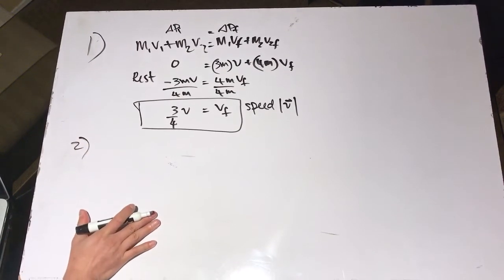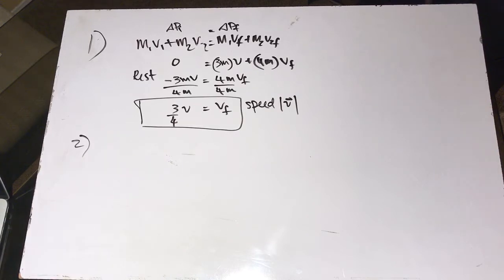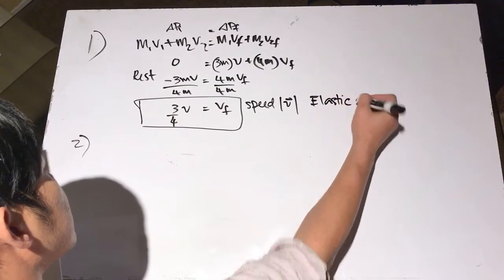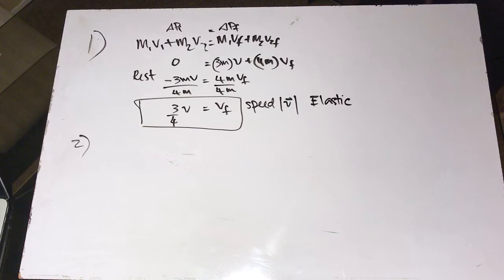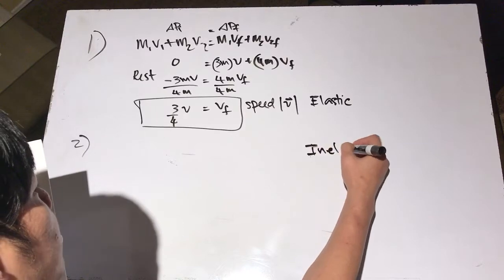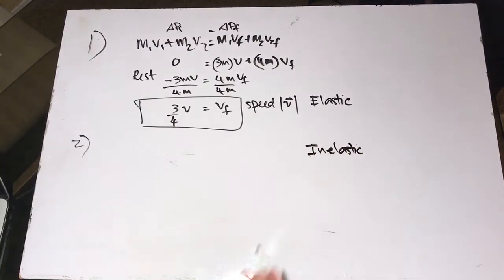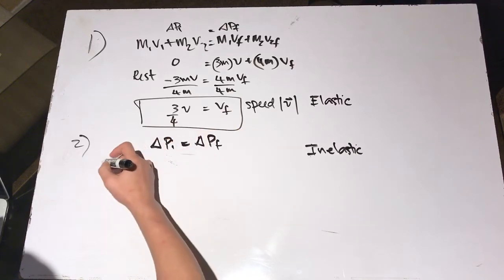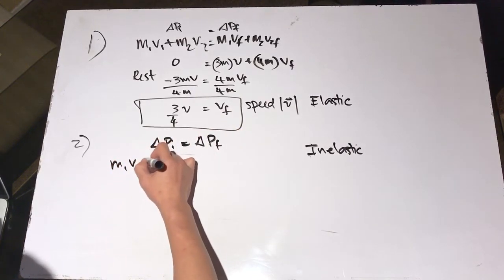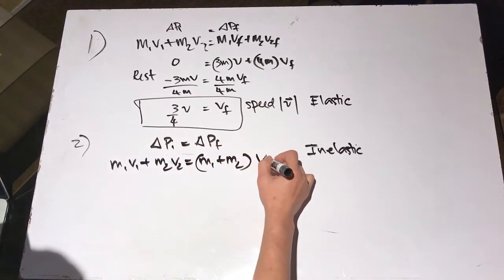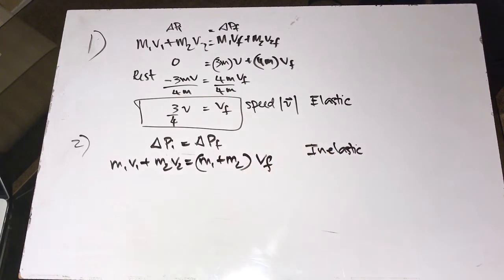So question number 2, we are talking about what we call elastic, however when you read the second question, it says they stick together. So basically that tells you this is the type of collision which is inelastic. So you write down the same thing. Pi is equal to Pf because the momentum is conserved. m1v1 plus m2v2 equals m1 plus m2 times vf. That's what we're looking for.